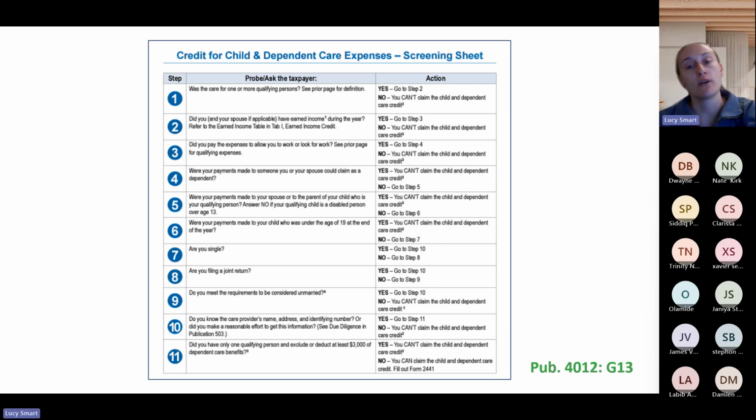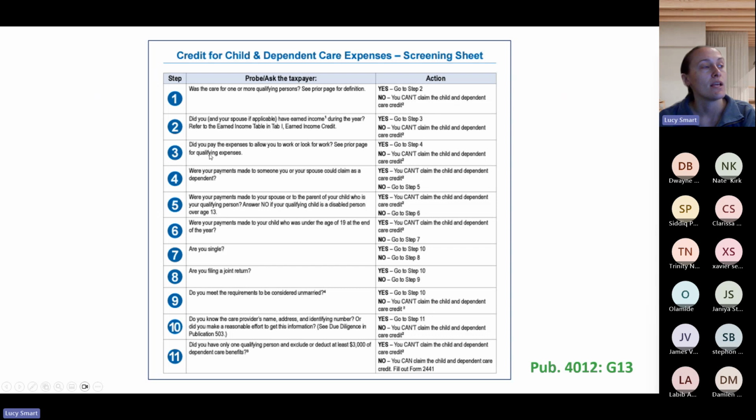As always, Publication 4012 has a helpful resource to help you determine if a taxpayer and their expenses are eligible. You can see on the screen, it's from page G13, and it's called the Child and Dependent Care Expenses Screening Sheet. And it goes through these questions. First, was the care for one or more qualifying persons? Yes, meaning you can only claim it for your qualifying dependents. Did you and your spouse, if applicable, have earned income during the year? Meaning, did they work during the year?